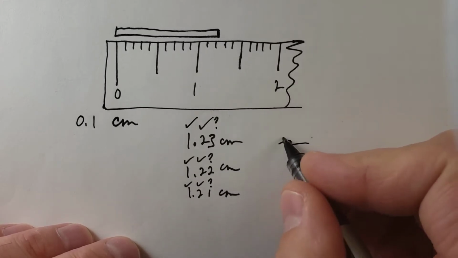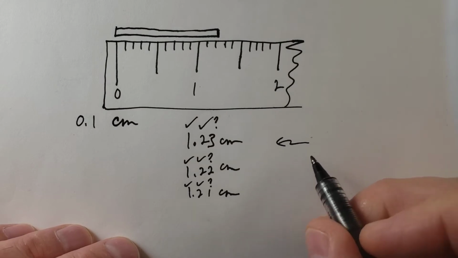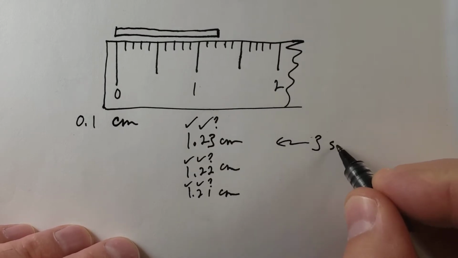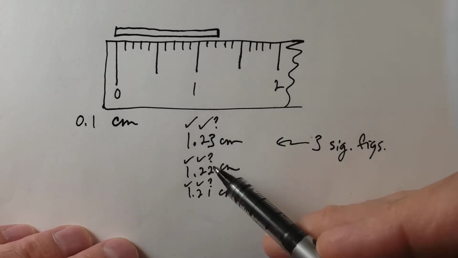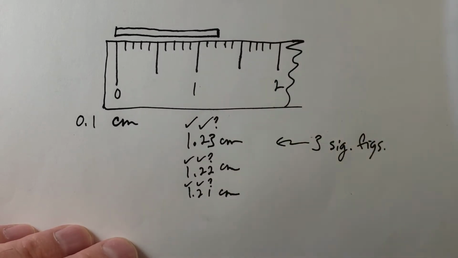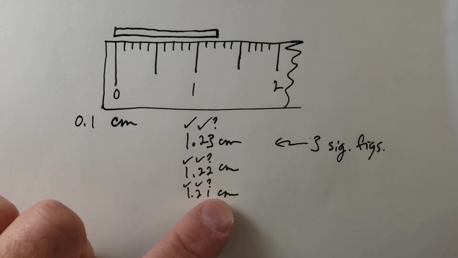So we would say that this measurement, whichever one I pick, has 3 significant figures. 2 that we know for certain, plus 1 guess or 1 uncertain digit.